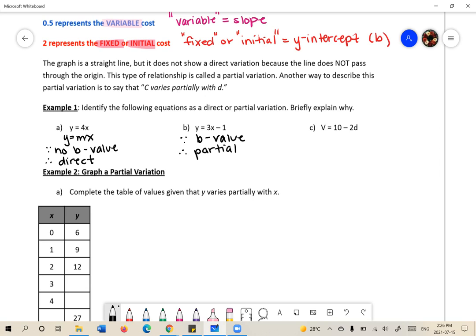And the next equation is rewritten in a way that we're not used to seeing. Instead of y is equal to mx plus b, it's written in the form y is equal to b plus mx. And of course, it's not using y and x, it's using b and d. But y is equal to mx plus b is the same as saying y is equal to b plus mx. It's just rearranged. So this is partial.